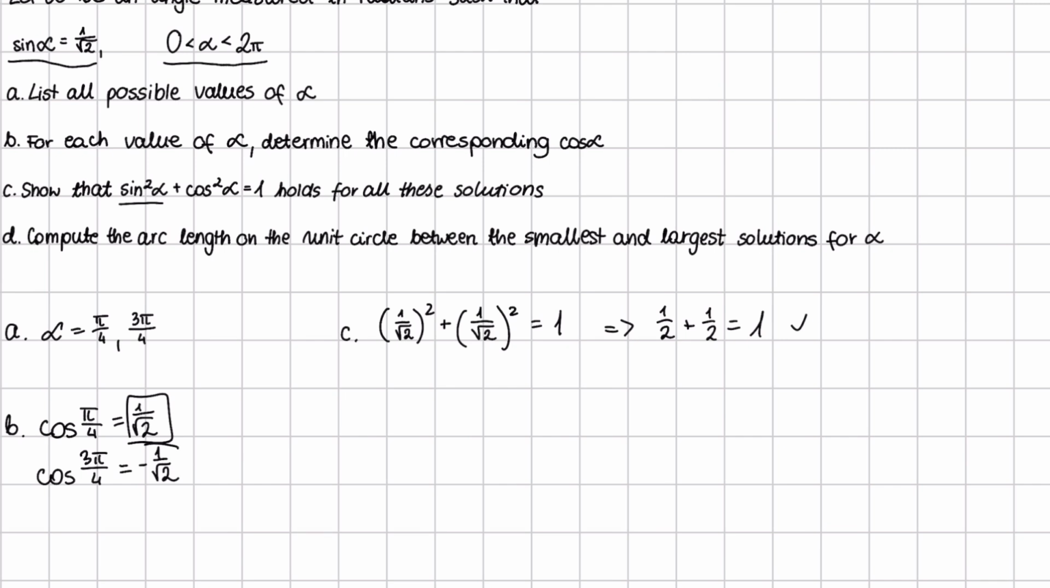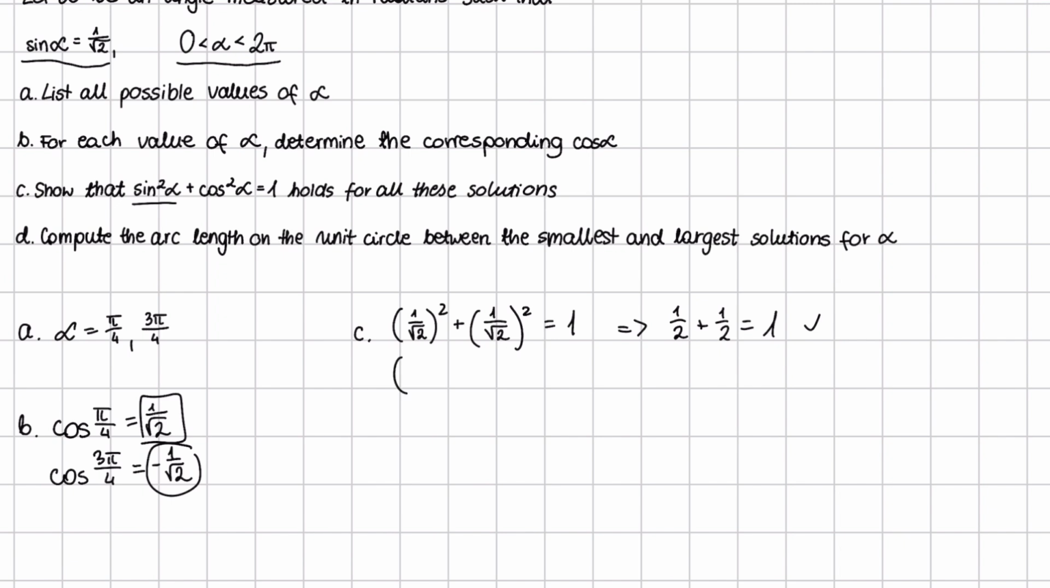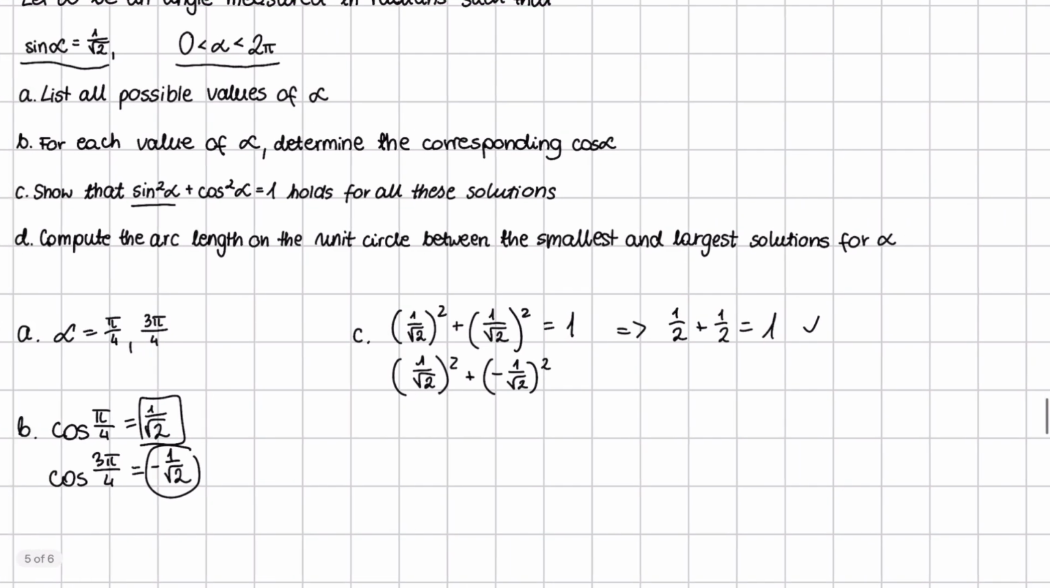And with using this cosine, we have still the same sine, so 1 over square root of 2 to the power of 2, and here we have negative value. However, we know that everything that is negative and is raised to the second power is positive, so it will be the same. Half plus half equals 1, and this is also true.